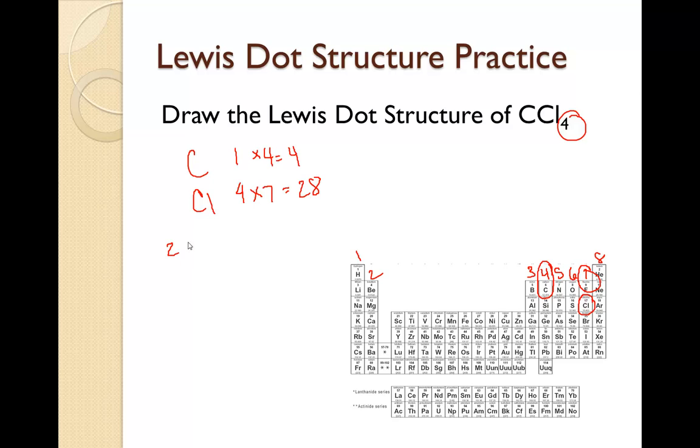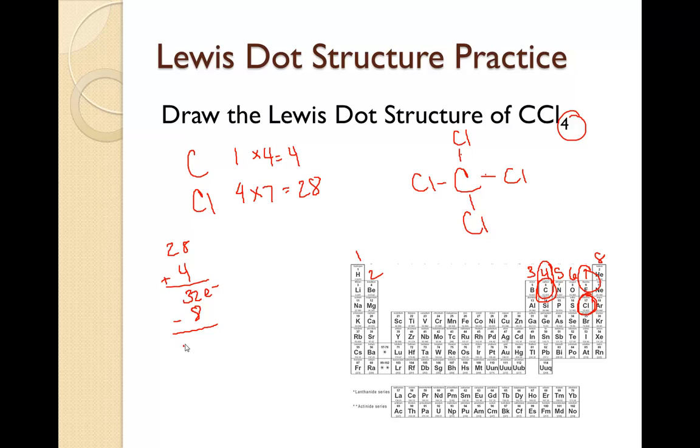The next thing we want to do is put the least electronegative element in the center. Carbon is here, chlorine is here. Carbon's furthest away from fluorine, so that means carbon's going to go in the middle because it's the least electronegative. Then we're going to put chlorine all around it, and we're going to pair those up to the central atom. We have 2, 4, 6, 8 electrons used. That brings us to 24 electrons.